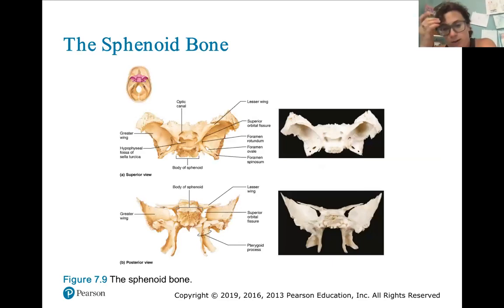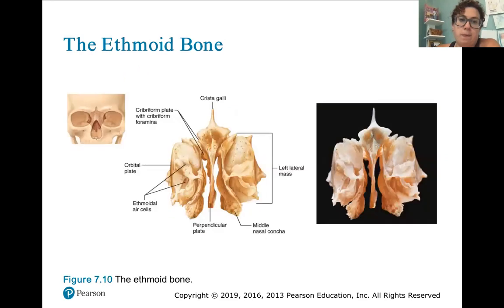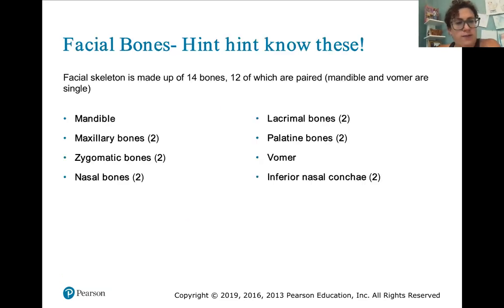This is what the sphenoid bone would look like if we took it out, and I just want to stress that it looks like a butterfly, and it's in the center of your skull, and it makes the back of your orbital cavities. Same thing for the ethmoid bone. For some people, seeing these separated out makes it a little bit easier to remember where they are.